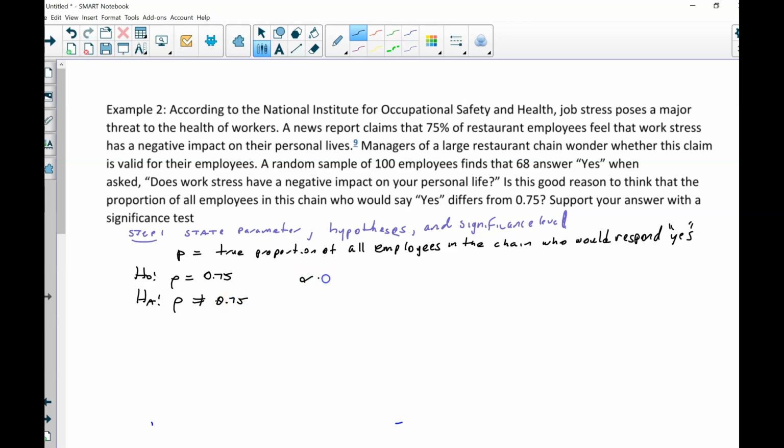And did they give you a significance level to use? No, they didn't. So you can choose anything, but most of the time we choose 0.05. So we're on to the next step.